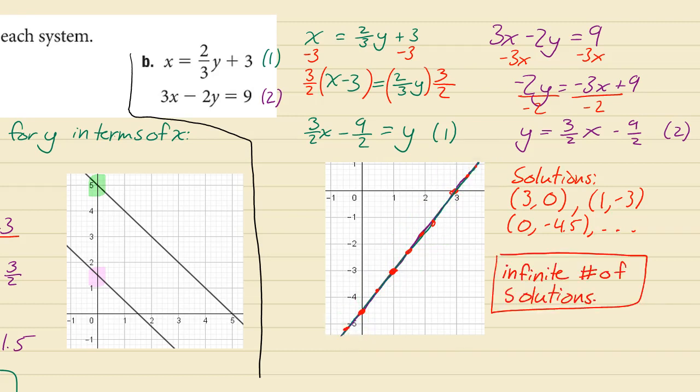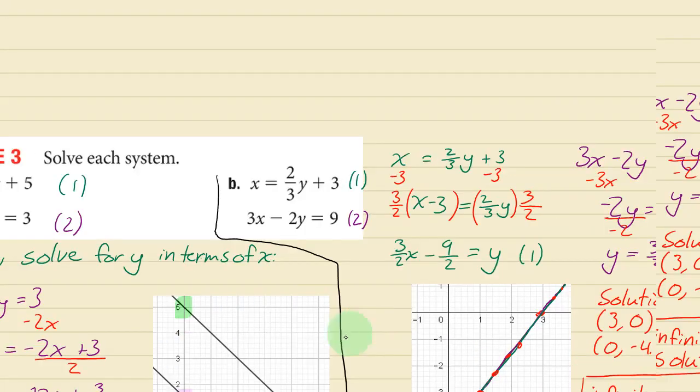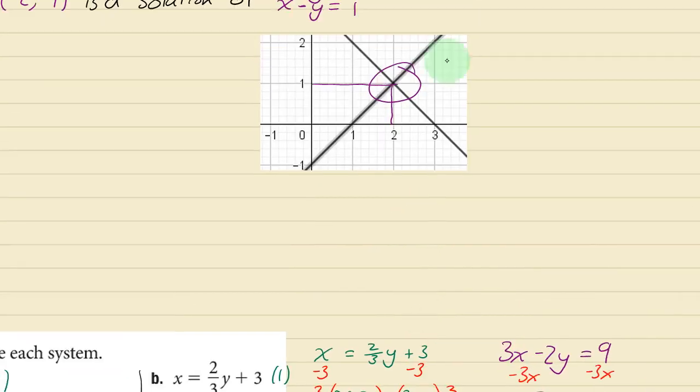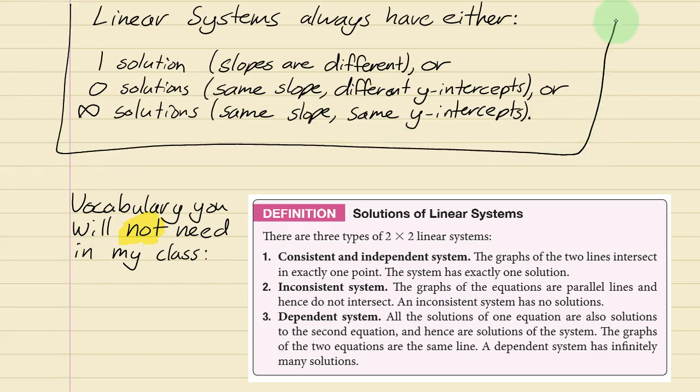So that's the moral of what I wanted to talk about right here, is that there's 3 possibilities. There's always going to be 3 possibilities. You have an infinite number of solutions like this, if the equations are really the same equation. You're going to have no solutions, which will happen here if they have different y-intercepts but the same slope, which will make them parallel and never intersect. Or you're going to have one solution, like this case. So I just wrote this out to summarize that.